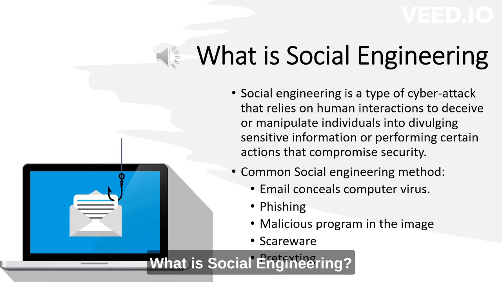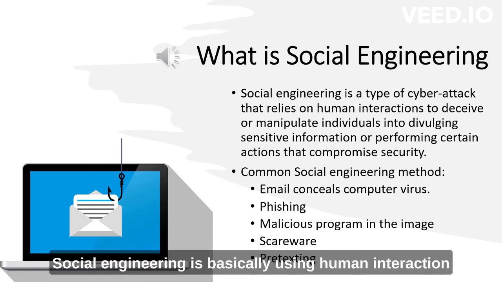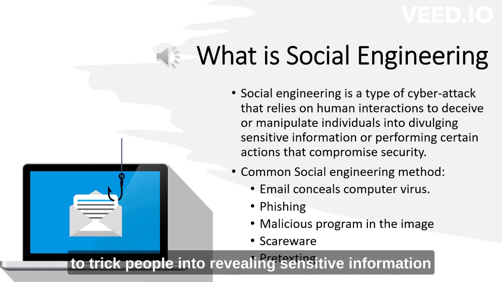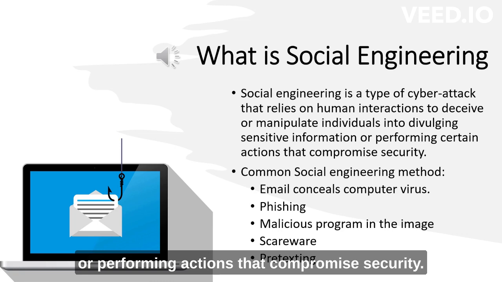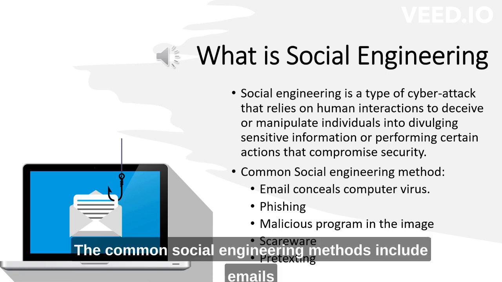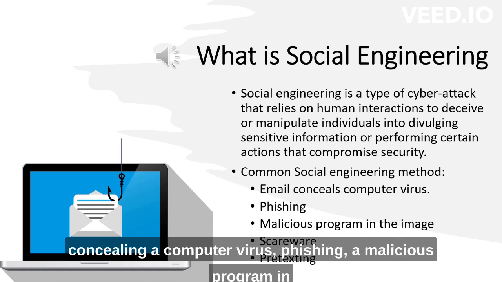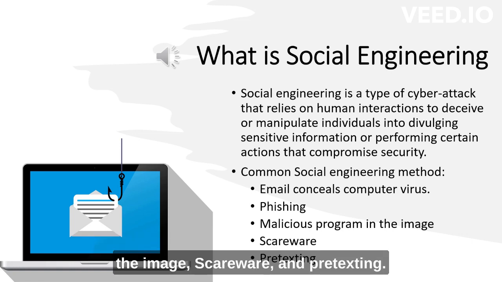What is social engineering? Social engineering is basically using human interaction to trick people into revealing sensitive information or performing actions that compromise security. The common social engineering methods include email controlling computer virus, phishing, malicious program in the image, scareware, and pretexting.